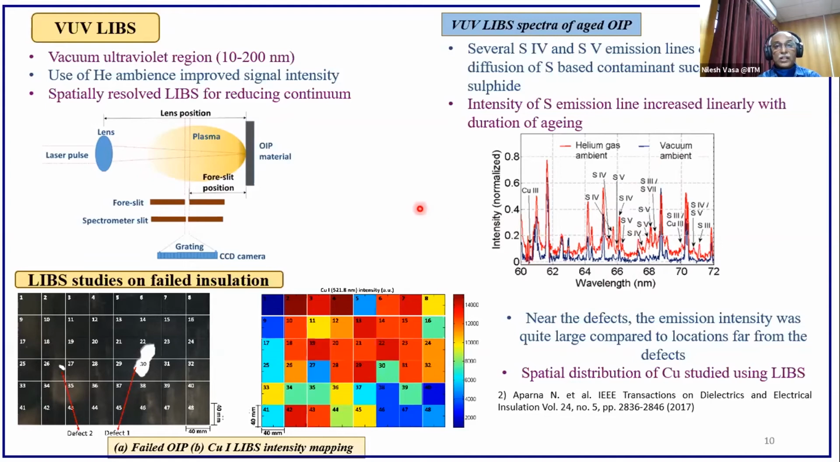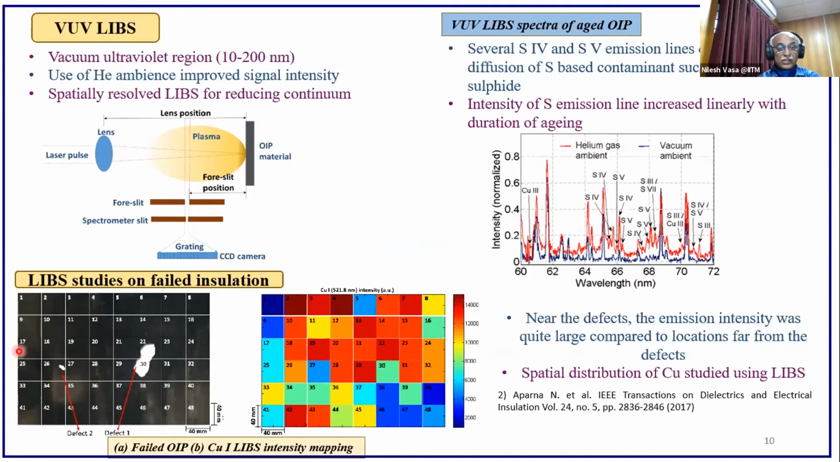However, using a helium ambience, we could see the improvement in the optical emission lines of various elements such as copper as well as sulfur emission lines. Very distinct emission lines were captured, and it clearly showed that copper and sulfur diffusion is significantly increasing with the aging effect.